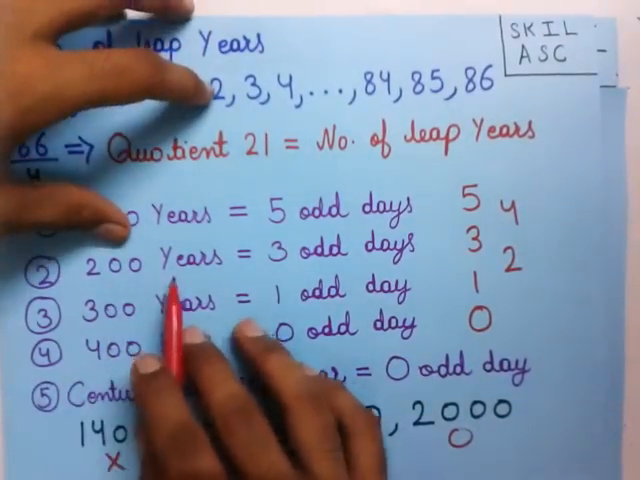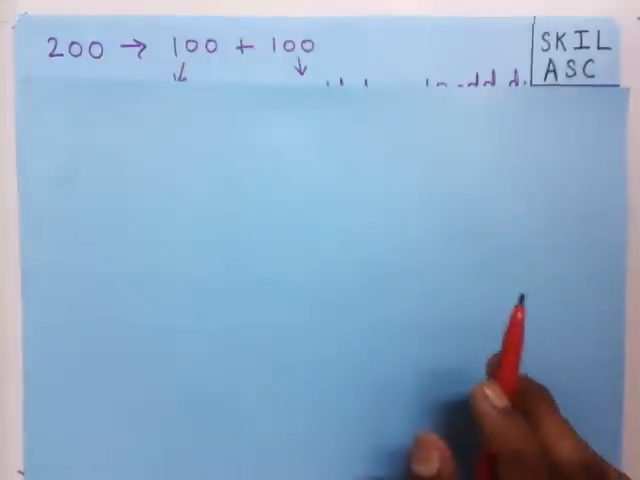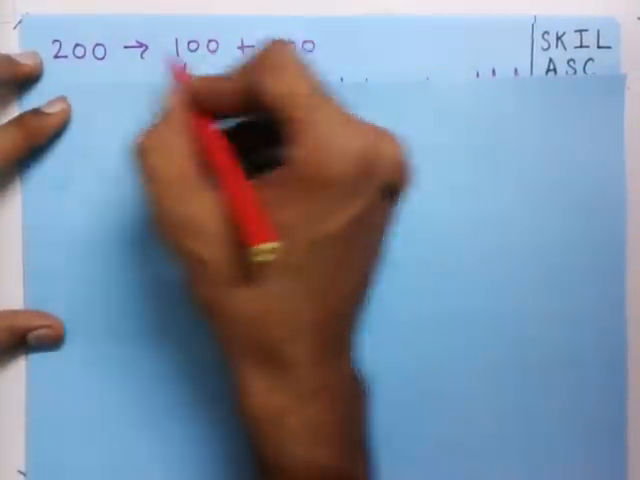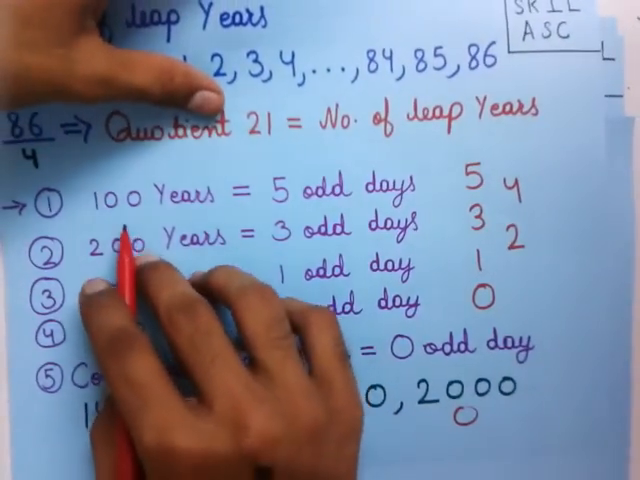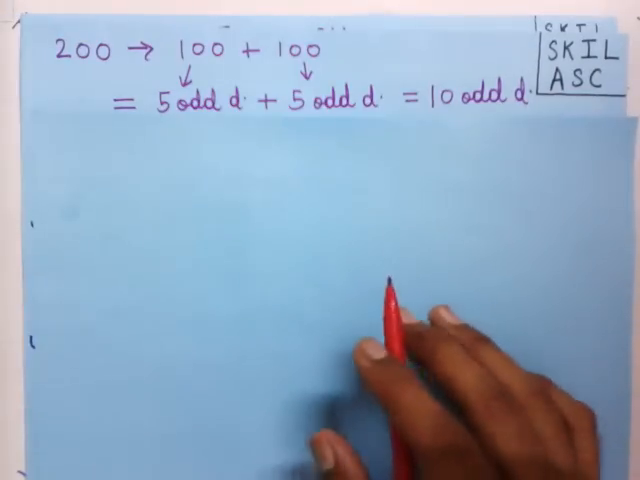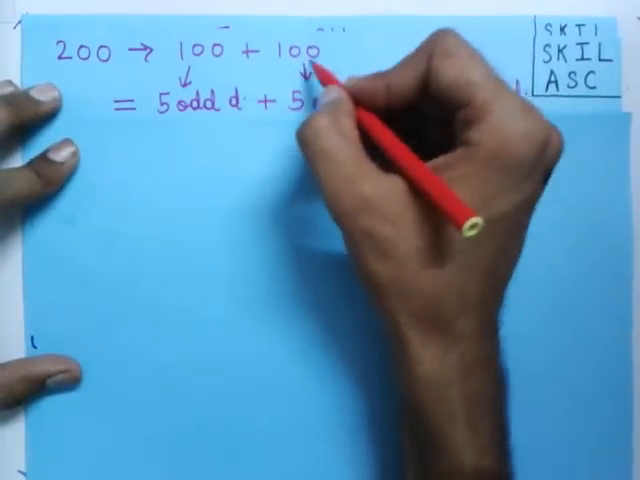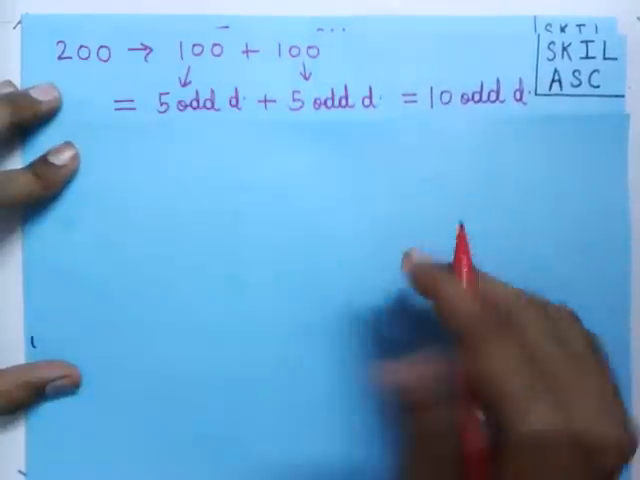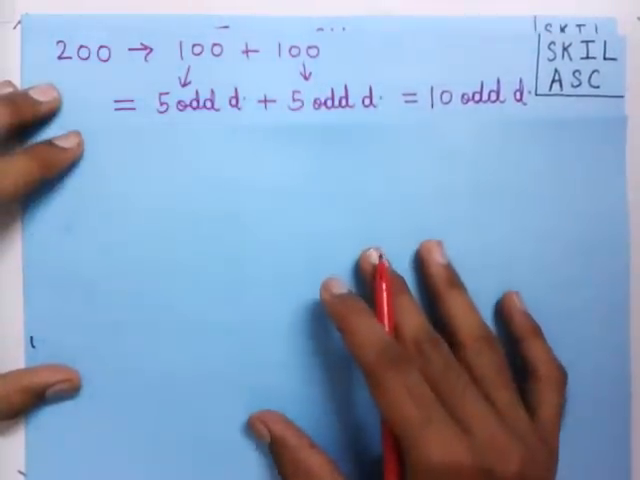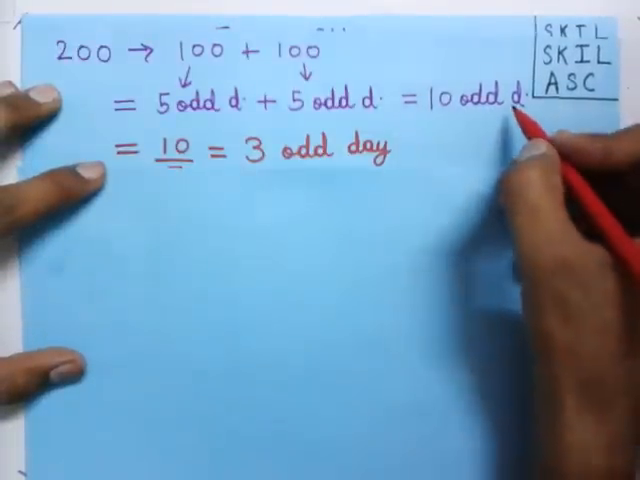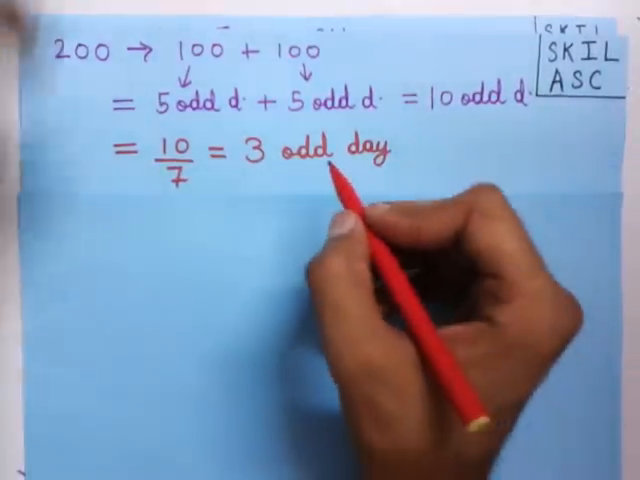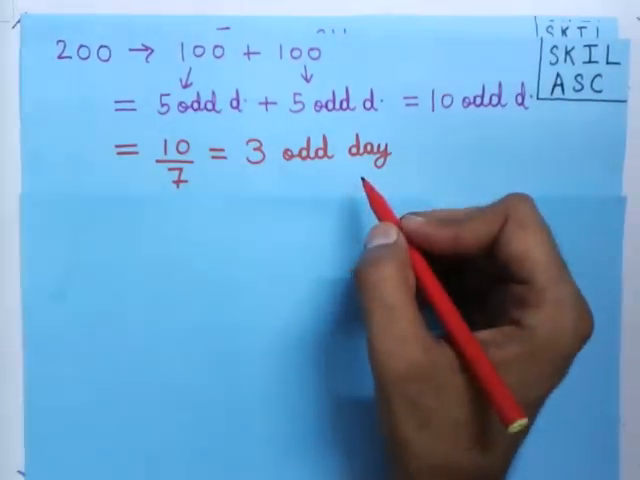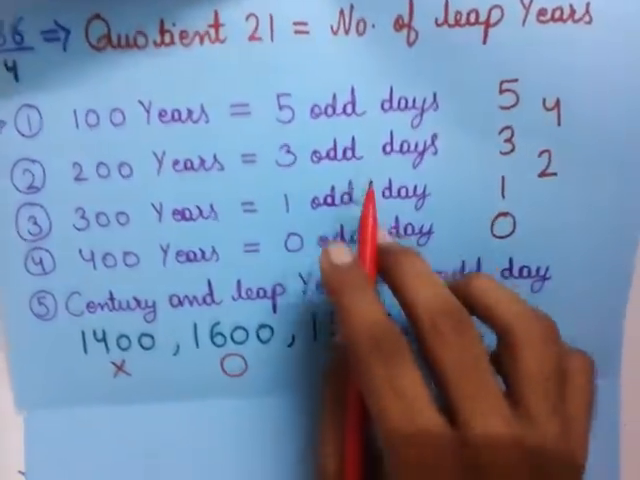Now we will see how we come to know that 200 years have 3 odd days. Suppose we have 200 years. We can write these years as 100 plus 100. We know 100 years have 5 odd days. So we write 100 years have 5 odd days and these 100 years have 5 odd days. So we have a total of 10 odd days. Now again we know that 10 cannot be the value of the number of odd days. So we divide it by 7 and we will get 3 odd days. So we come to know that 200 years have 3 odd days.